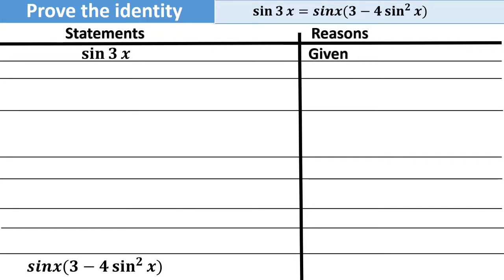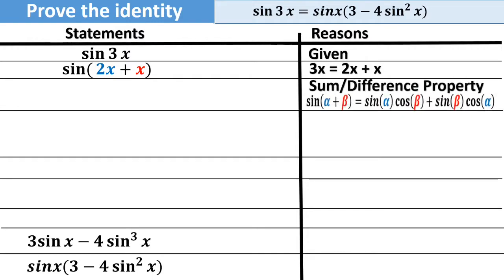I will work backwards one step by distributing the sine of x. Next, I would like to expand the sine of 3x. To do this, I need to replace 3x with 2x plus x. Using the sum difference property, I will expand sine of 2x plus x.